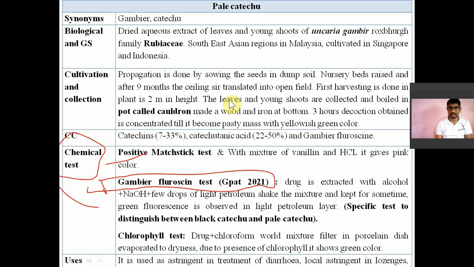This is a pale catechu. This is an important test. There was a question on this in GPAT 2021, last year. Gambier fluorescence test.